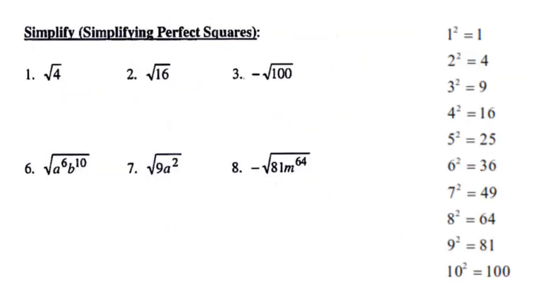Anytime we simplify a perfect square, we're going to end up with no radical in our answer, right? So I'll even write that at the top. You're going to have no radical in your answer if you're simplifying a perfect square.